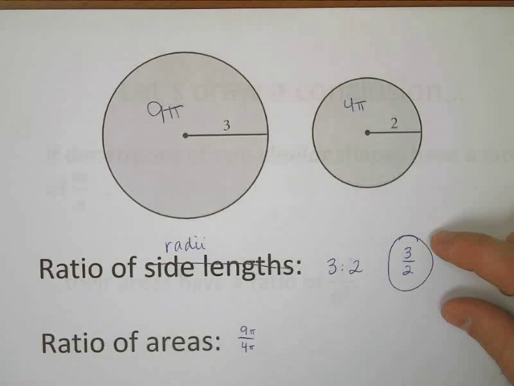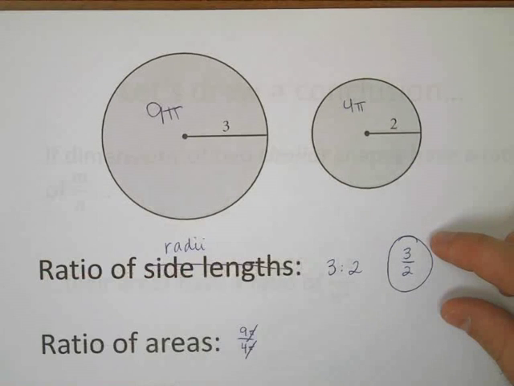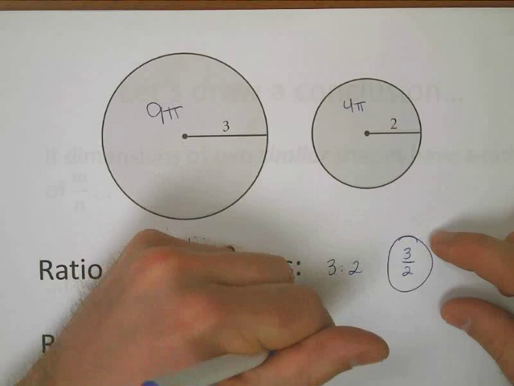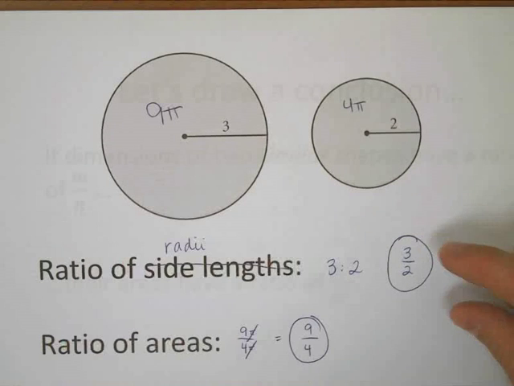Notice, by the way, I could put 9 pi over 4 pi. Why don't we do that real quick? It's a 9 pi to 4 pi relationship, but you know what? The pi's, they go away. So it's really a 9 to 4 relationship.